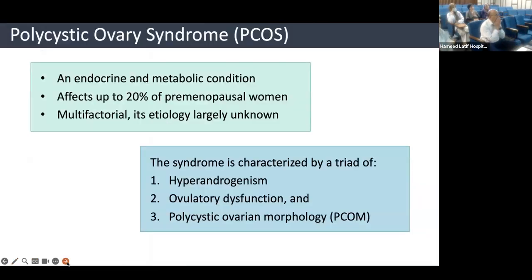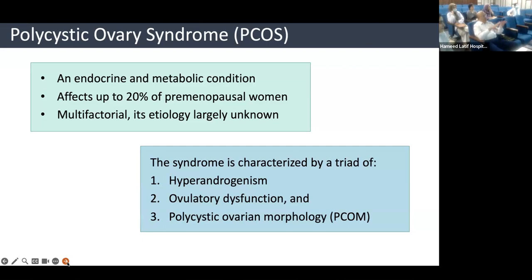Right. This is an endocrine and metabolic condition. Endocrinological condition, because there are disturbances of endocrine or hormone production and the resulting effects of those. The incidence is variable.